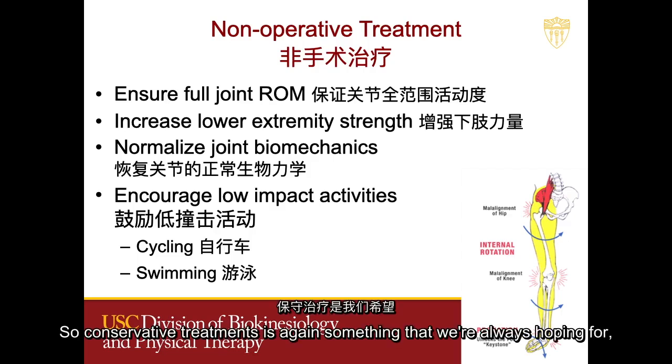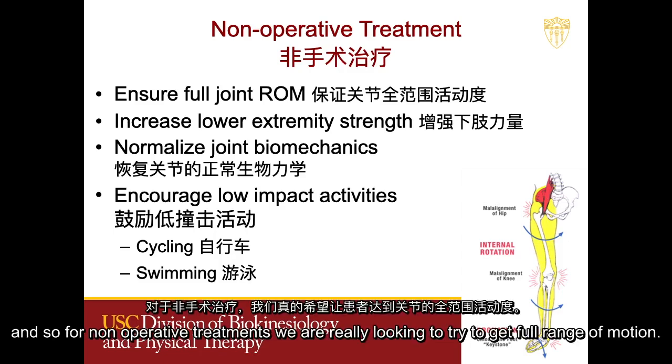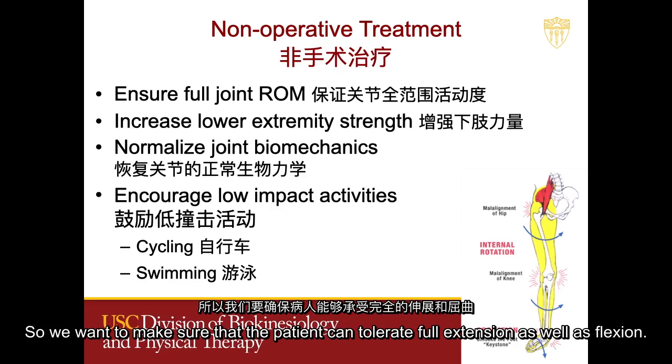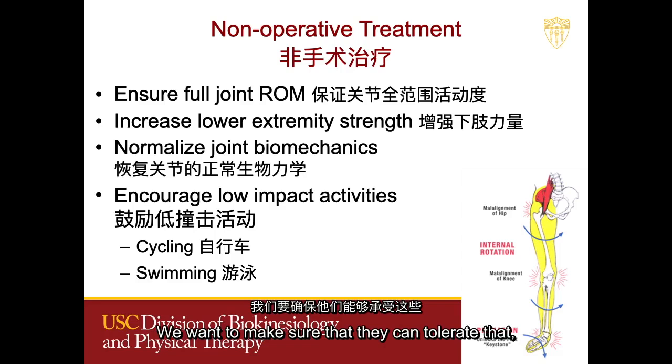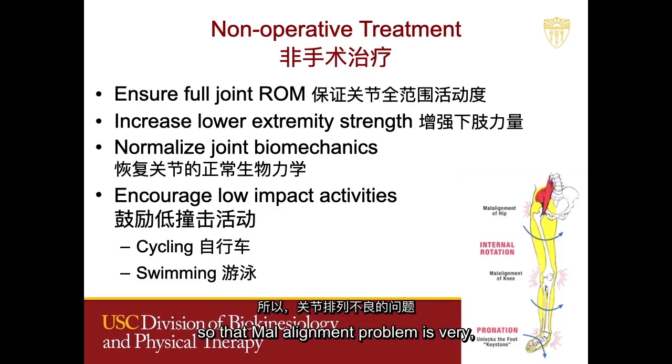So conservative treatment is, again, something that we're always hoping for, that doctors will consider before surgery is necessary. And so for non-operative treatment, we're really looking to try to get full range of motion. So we want to make sure that the patient can tolerate full extension as well as flexion. That's kind of similar to when we talk about meniscus injuries. We want to make sure that they can tolerate that, as well as obviously having good strength and normalize their joint mechanics. So that malalignment problem is very, very common.